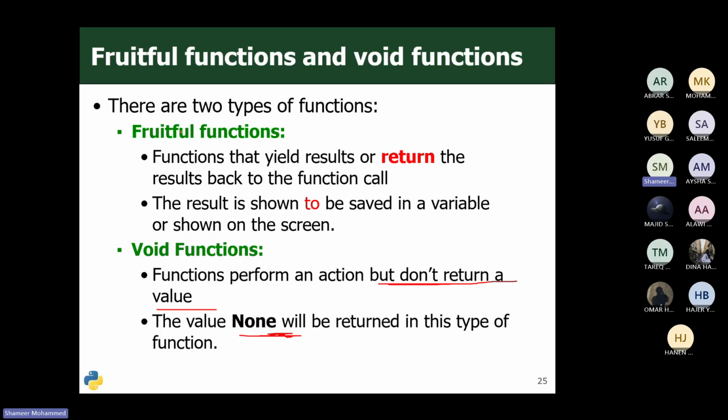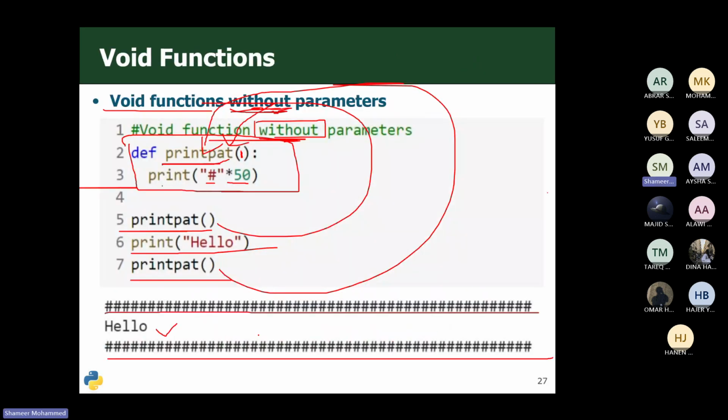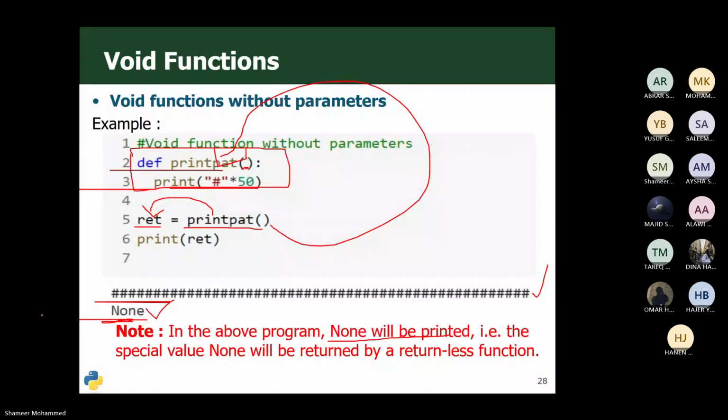But here, for example, the result will be saved in a variable. But this is a void function, no result, only none. Nothing is printed here. Please understand? Yes, Mister.